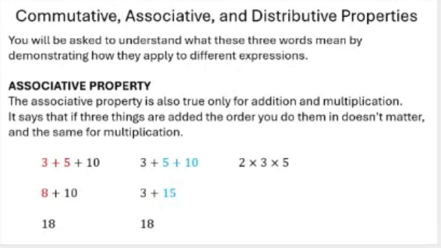And the same with multiplication. 2 times 3 times 5, I can go 2 times 3 is 6, and then multiply by 5 to get 30. Or I can do the 3 times 5 first because it's all multiplication and get 15, and you see I get the same answer. So it's only true for addition and multiplication. If you have a bunch of adding or a bunch of multiplying, you can pick which ones you do first.